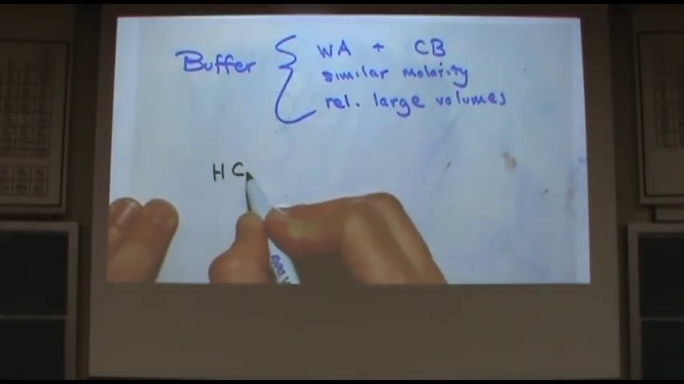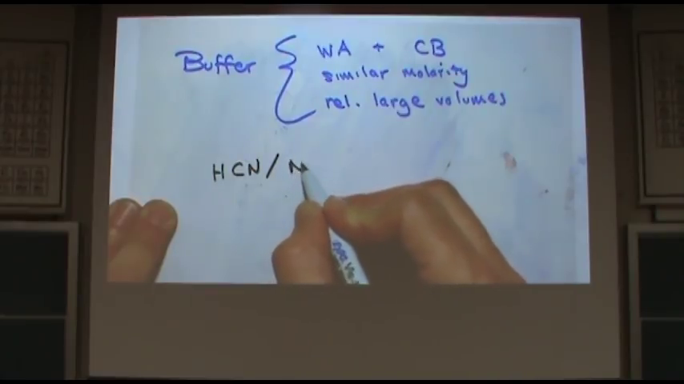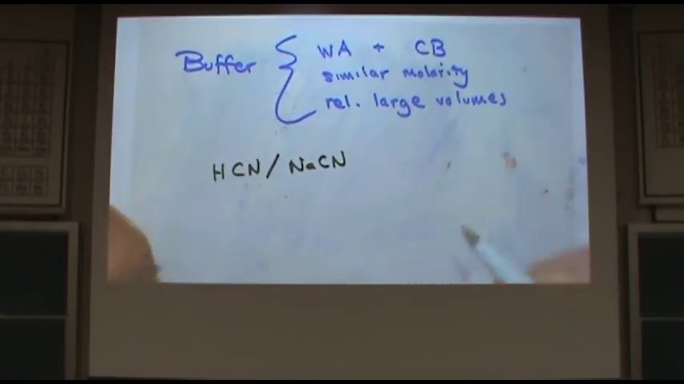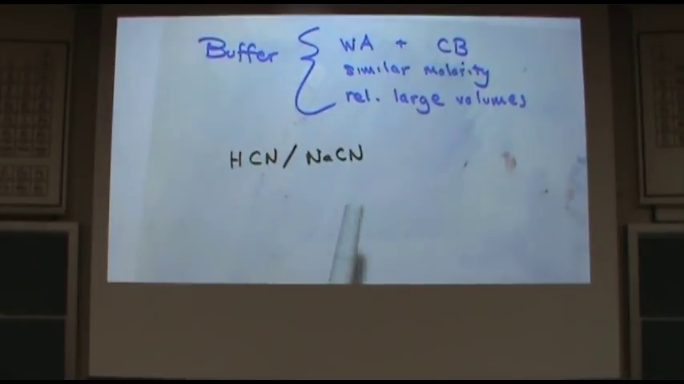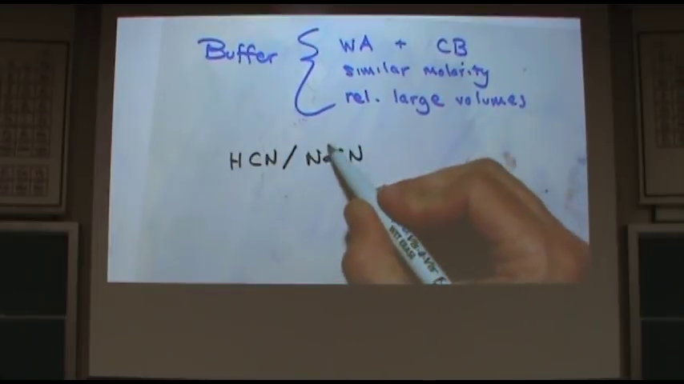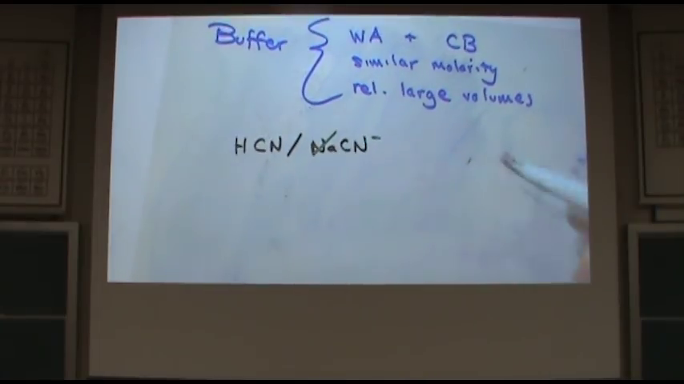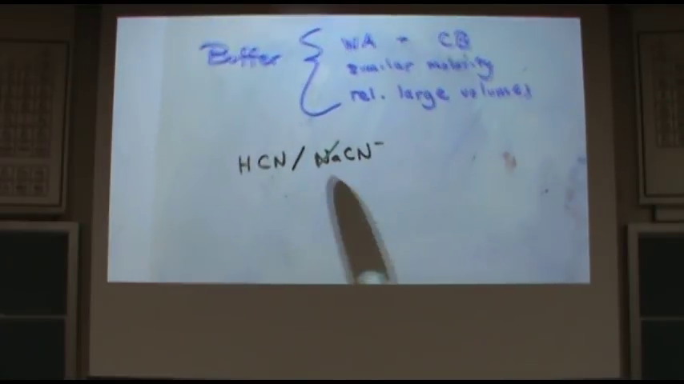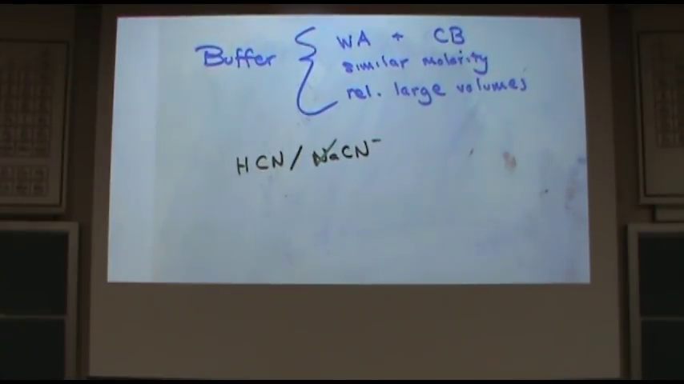So let's say we had HCN. We saw this one just a moment ago. You'd want to ask yourself, do I see an acid and its conjugate, or vice versa? Yes or no? Yeah. Acid, conjugate. I'm ignoring the sodium. Why? Spectator, it's a conjugate, it's strong, we don't care about it. Okay, this would be a good buffer, given that those two have similar molarities and are relatively of large volume.